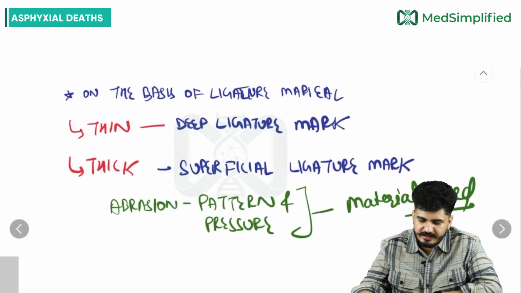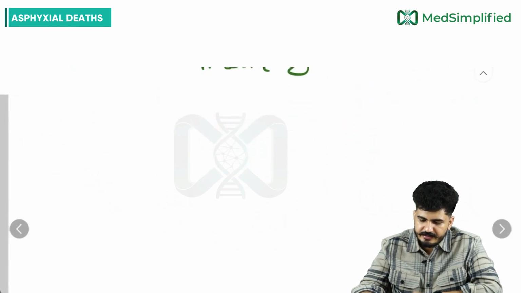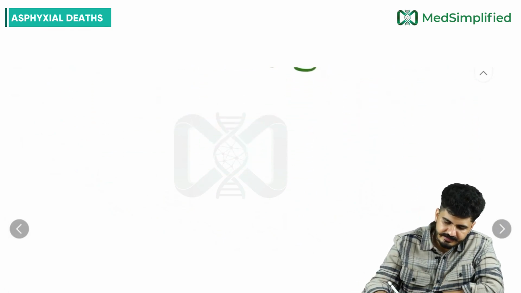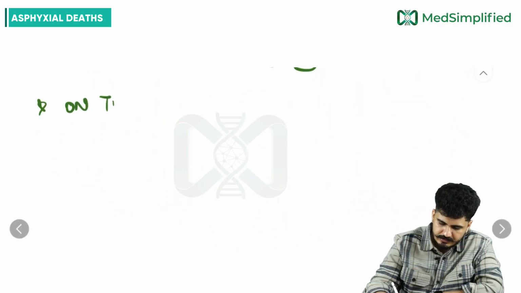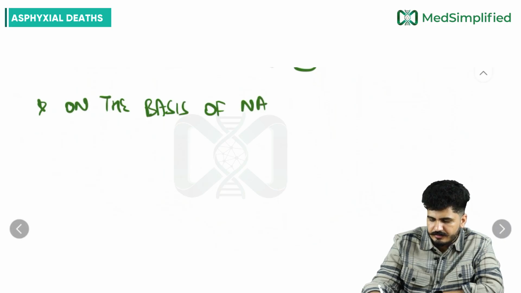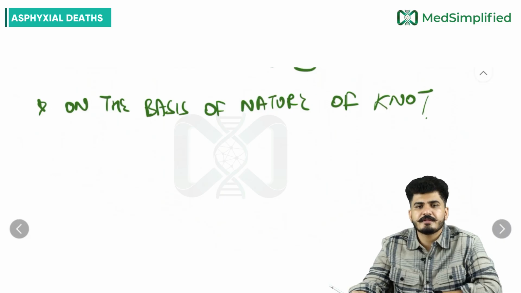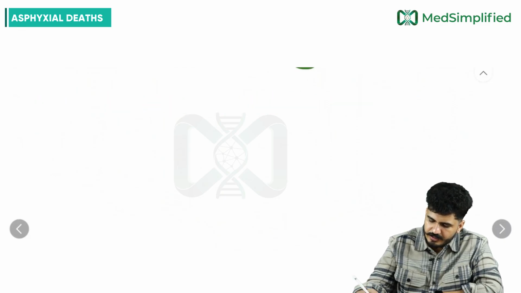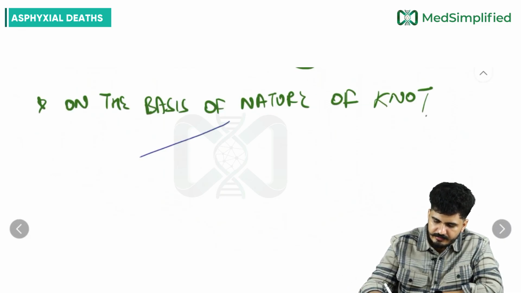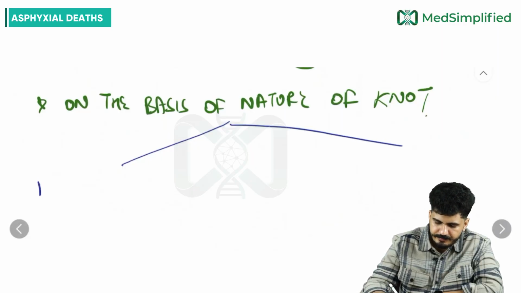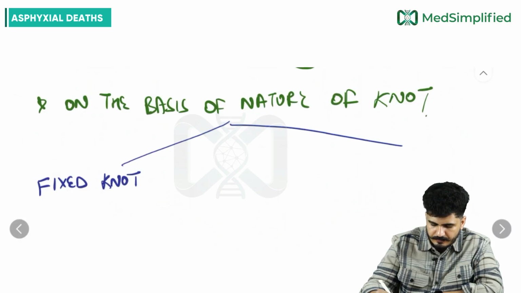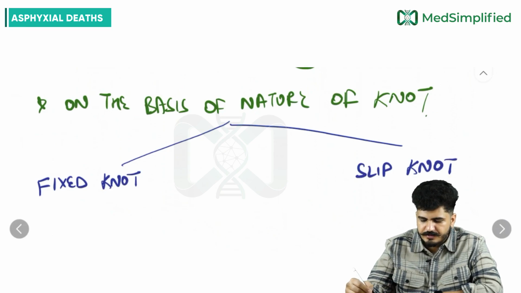So on the basis of ligature, we have cleared. Now another, on the basis of the nature of knot. On the basis of the nature of knot, my dear friends, there are two types of knots we are having. One is the fixed knot, another is the slip knot. Fixed knot and slip knot.